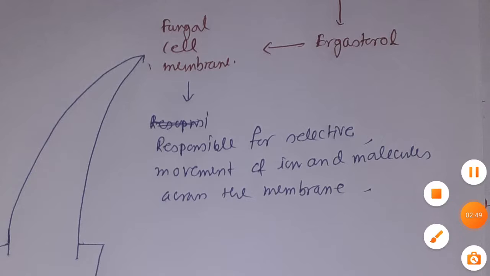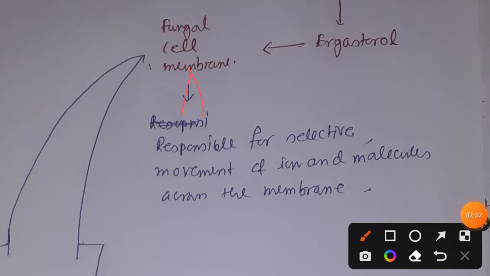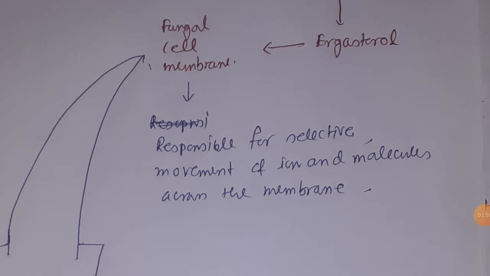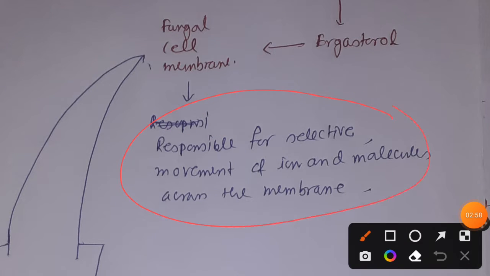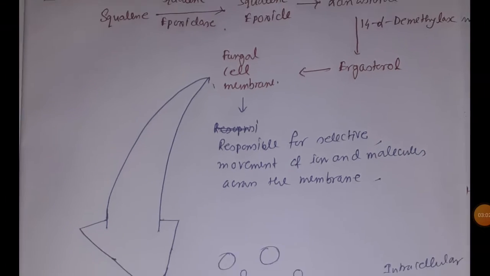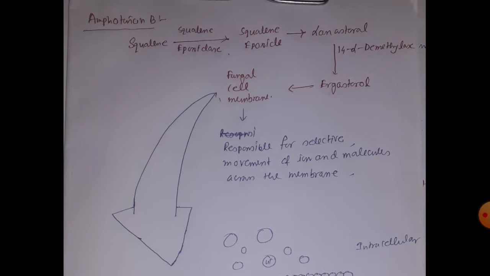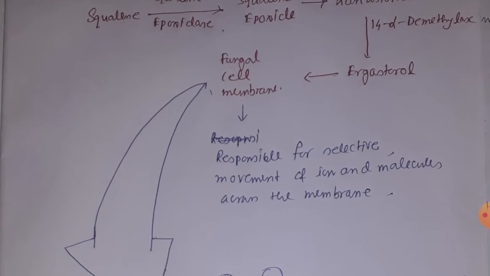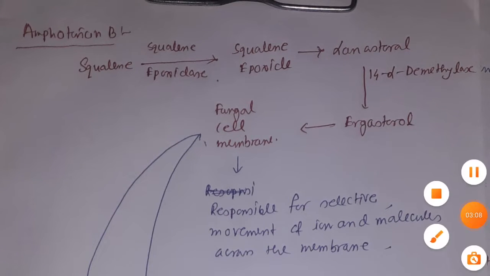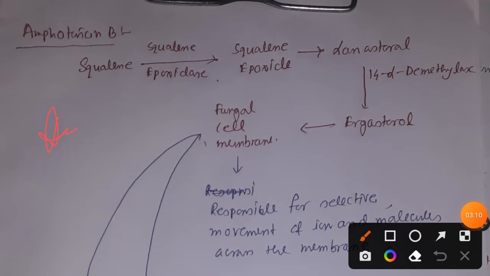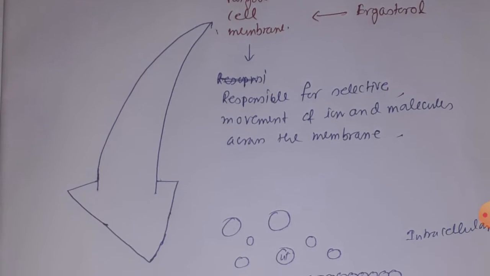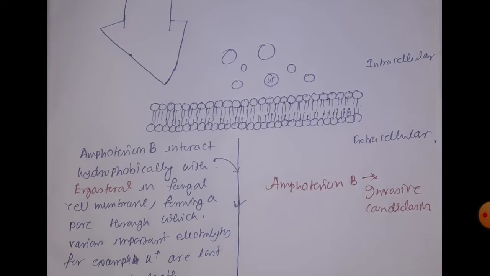Now I think I do not have to mention the function of the cell membrane. It is responsible for the selective movement of ions and molecules across the membrane, right? So it provides selective permeability. Now Amphotericin B will create a pore in that fungal cell membrane. That is the idea of Amphotericin B. So we have to discuss how.